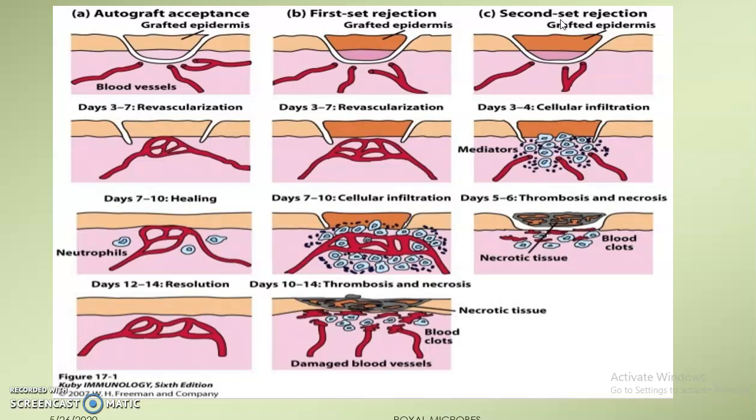Coming to the second set rejection, we can see the grafted epidermis is first accepted, then within 3 to 4 days cellular infiltration occurs, that is, much faster when compared to first set rejection because of immunological memory. Within 5 to 6 days we can see thrombosis and necrosis resulting in tissue damage and complete destruction of the graft, resulting in a vigorous graft rejection.